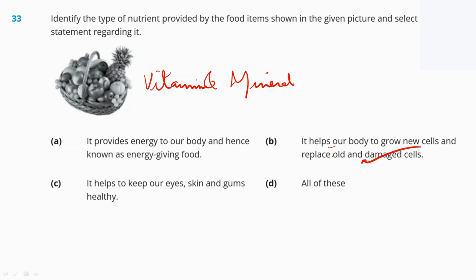Okay, so damaged cells are actually not formed by vitamins and minerals. It is formed by protein. So this is an incorrect option. Third is, it helps to keep our eyes, skin, and gums healthy. Yes, this is correct. So option number C is our right answer for this question.